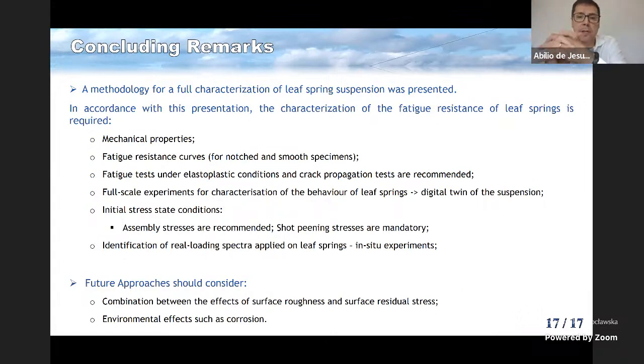This is a global methodology that relies on a comprehensive fatigue resistance characterization of the springs, and also on instrumentation or in situ measurements with sensors. Our idea for the future is that we are now in a project developing a new wagon, what we call the smart wagon. The idea is to have sensors embedded in the wagon and to have a real-time damage index for the wagon during its operational life.